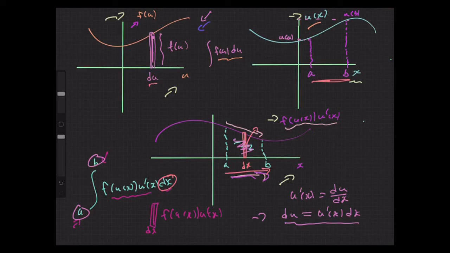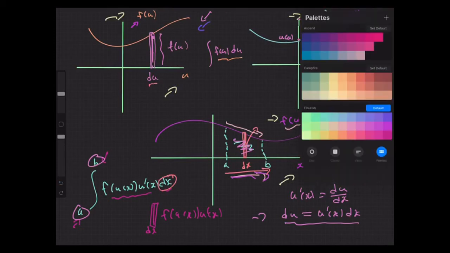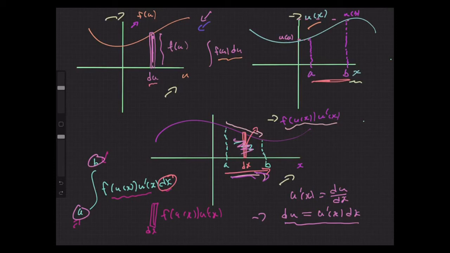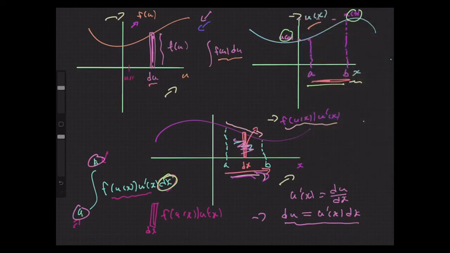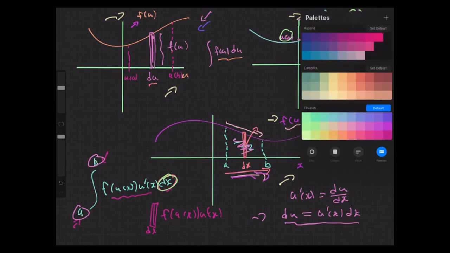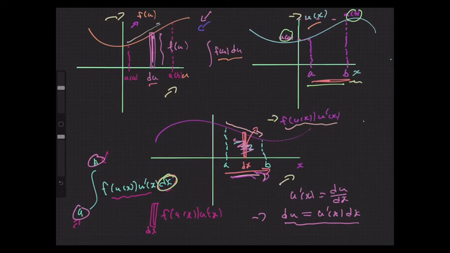As this x varies from a to b, u is going from u of a to u of b, and so I'm going to mark my bounds of integration over here in this nice magenta color as u of a and u of b. And this is how I get my infinitesimally thin rectangle varying and sweeping out.